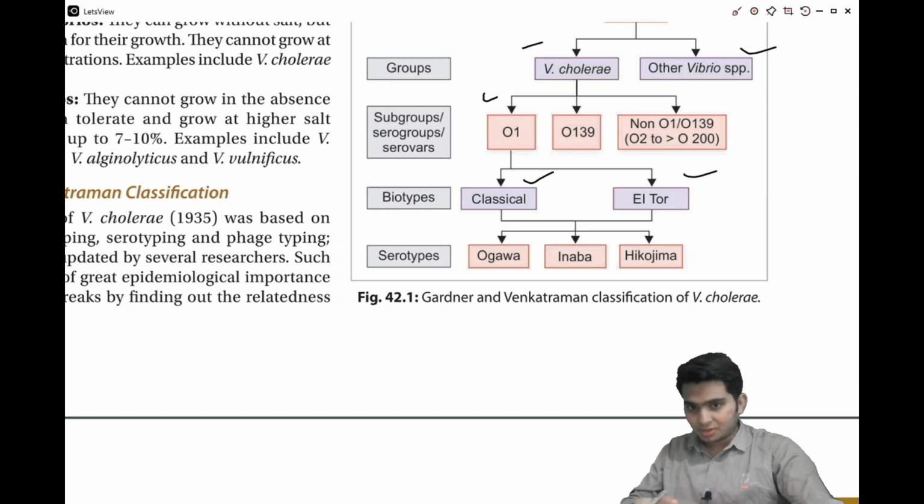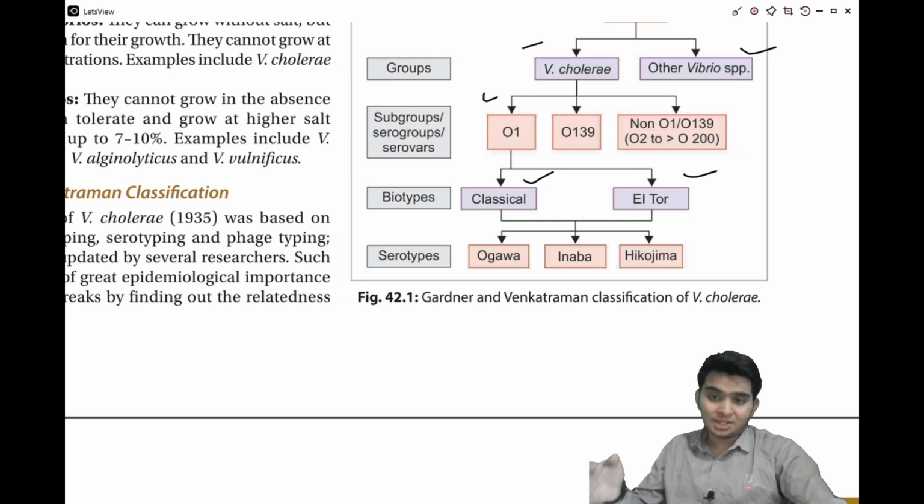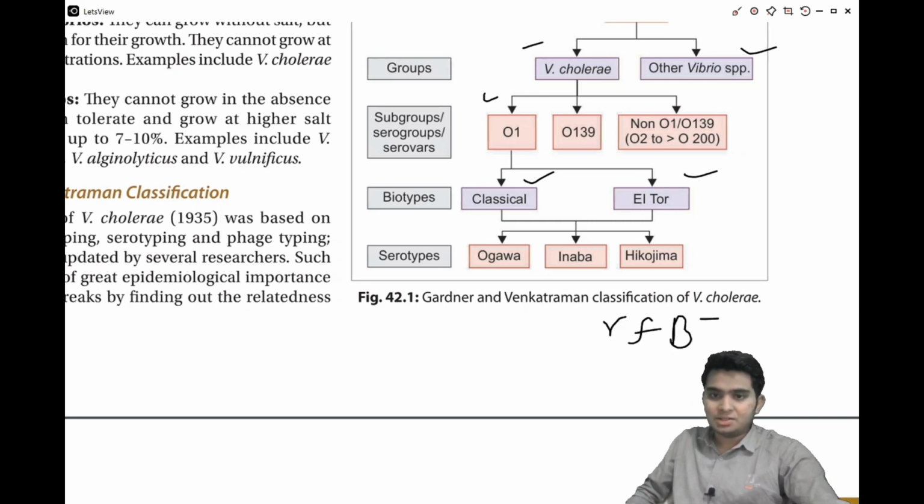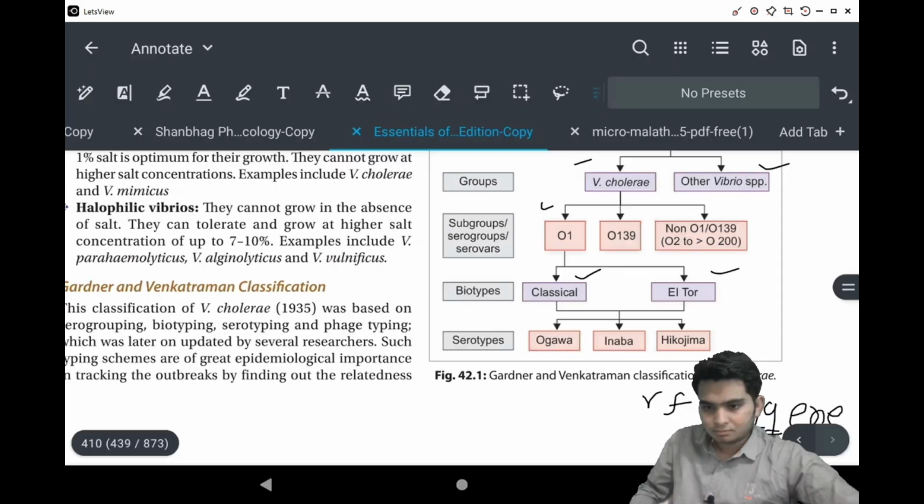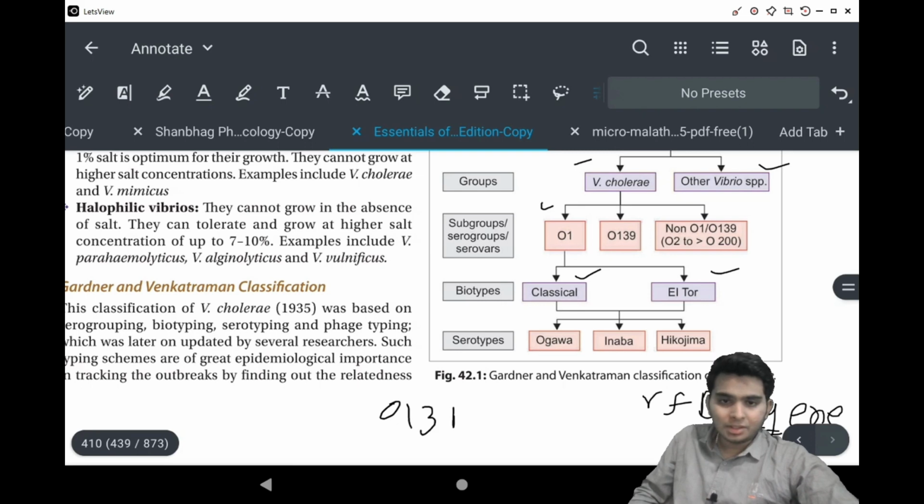It can shift from one to another. The Ogawa to Inaba shift is due to the rfbT gene mutation. And one more point is that O139 is also known as the Bengal strain.